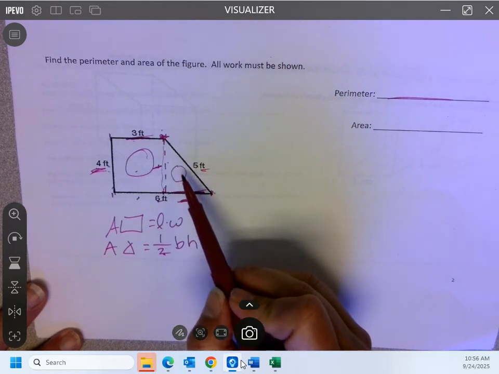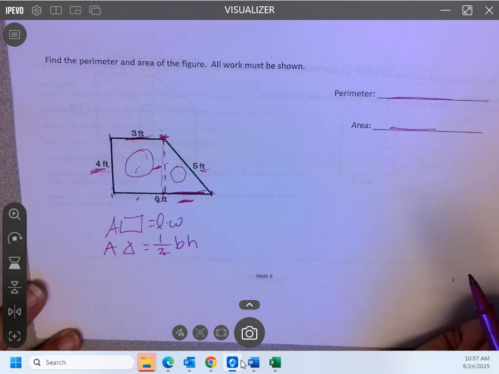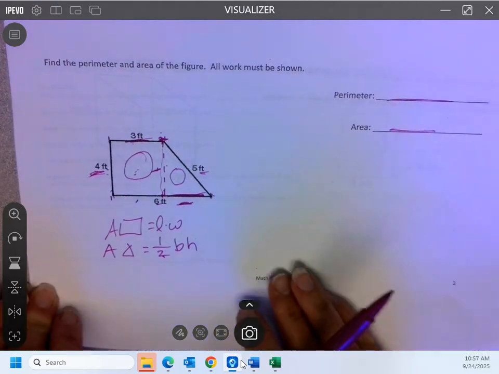You take that area and you add it with this area to find the figure's total area. Now I'm not telling you all the numbers because I want you to work on figuring it out. You got to put some effort into this, okay? If you still have questions, you'll come see me at a different time.